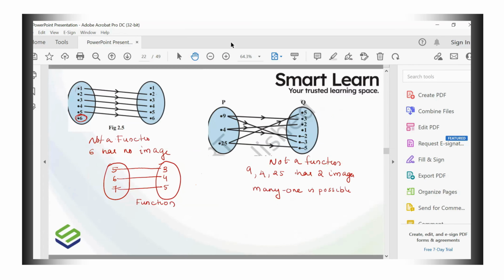Next. When you look at this one here, 1 has an output, 2 has an output, 3, 4, 5 all have images, but 6 has no image. That means this is not a function. When you look at the second picture here, 9 has 2 outputs, so it is not only one image. It is 2 images. That means this is also not a function. But when you look at this picture, 5 has an output, 6 has an output, 7 has an output. So this is a function.